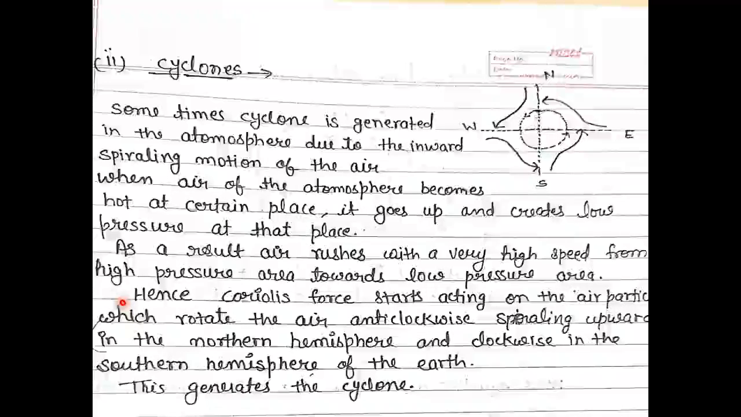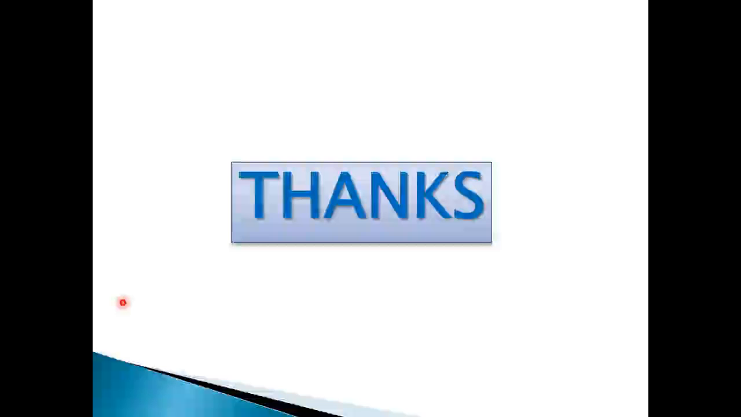Hence, Coriolis force starts acting on the air particles, which rotates the air anti-clockwise, spiraling upwards in the northern hemisphere and clockwise in the southern hemisphere of the earth. This generates the cyclone. Thank you.